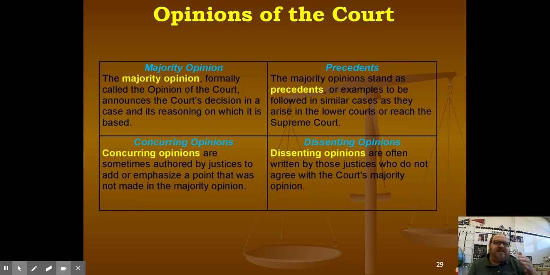Okay. Then there's the dissenting opinion. So that's the justices who did not agree with the court. One of those justices will be appointed or will be given the opportunity to write a dissenting opinion. So they'll basically talk about in there why they do not agree with the court's majority opinion and what the precedents are that they base their opinion on.